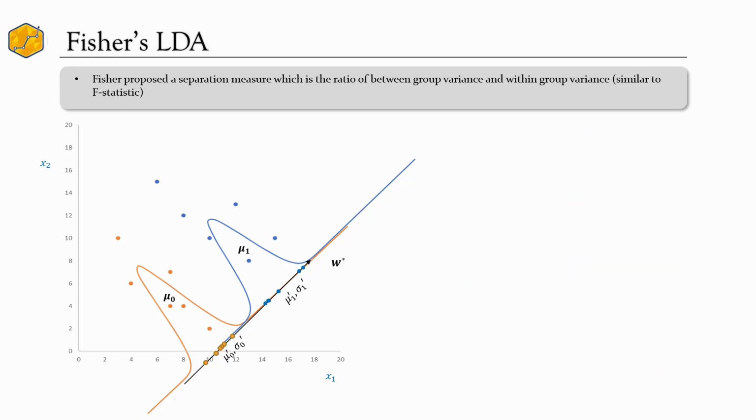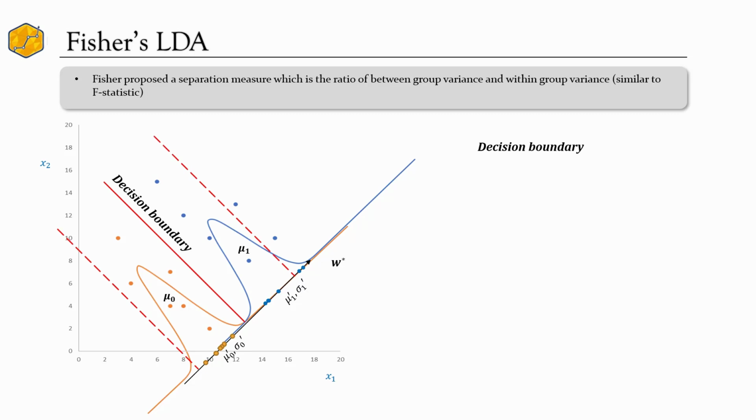Next question is, once we have the optimal W, we can construct the decision boundary which is perpendicular to W. But where do we put it? We know that it will be perpendicular to W, but do we put it here or here or here? One good choice is to place it exactly in the middle of the projected means.